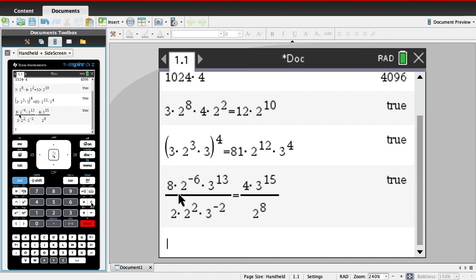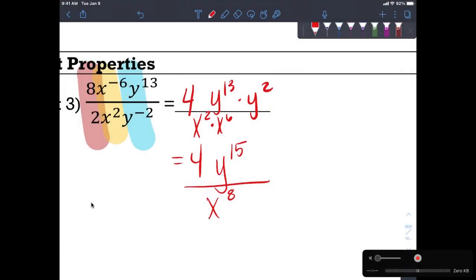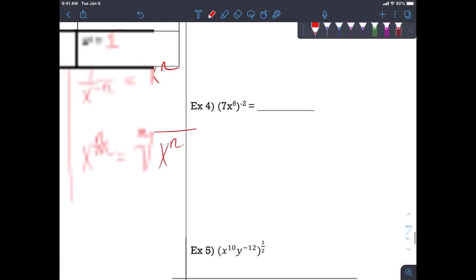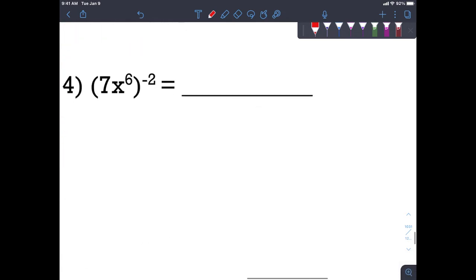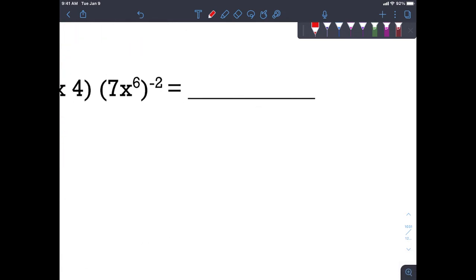And look at that, it's true. So I got that one correct as well. All right, 2 more examples. So this one, again, distribution. But I see that it has a negative here, so I'm just going to go ahead and flip it just to make my life a little easier. Now I'll go ahead and distribute.